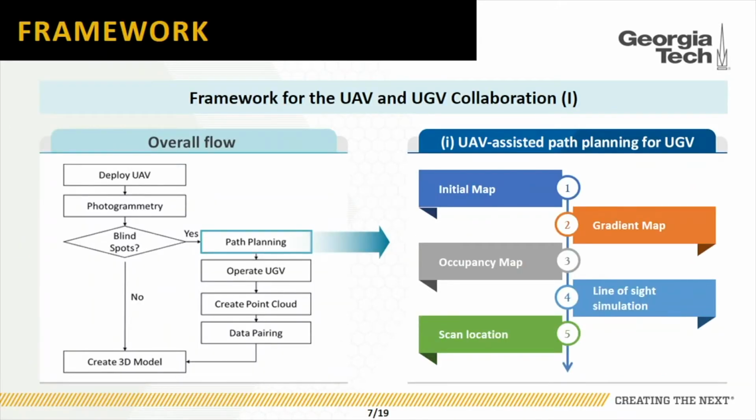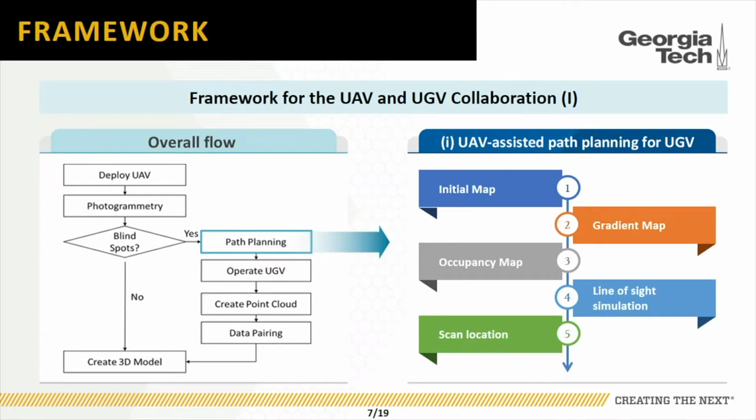So the left side is showing an overall workflow of this framework. So firstly, the UAV is deployed to take pictures of the site, and then using photogrammetry to generate a point cloud. And most likely, this point cloud will have occlusions and blind spots. So this is where the first part of this framework, the methodology, which is path or mission planning for the unmanned ground vehicle.